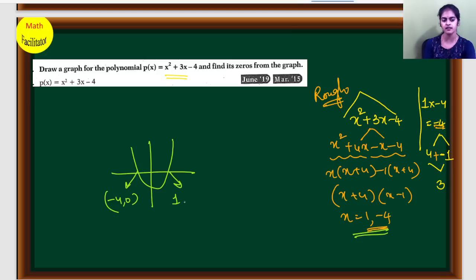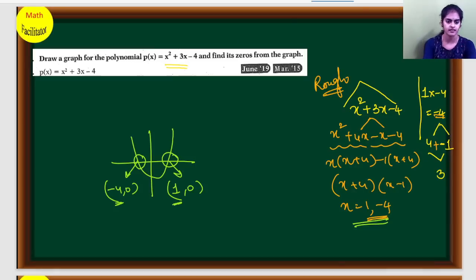Using the logic you have learned in the first exercise, wherever the graph is cutting the x-axis, the x coordinate gives you the zero. So here the zeros are 1 and minus 4. Definitely you have to include 1 and minus 4 in the table of values. The major doubt is still where we have to take the values, so you have to see that you get these two values in the table of values.